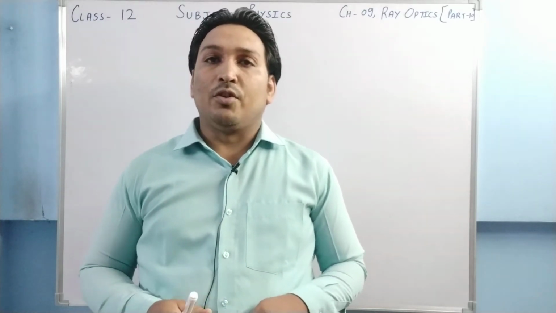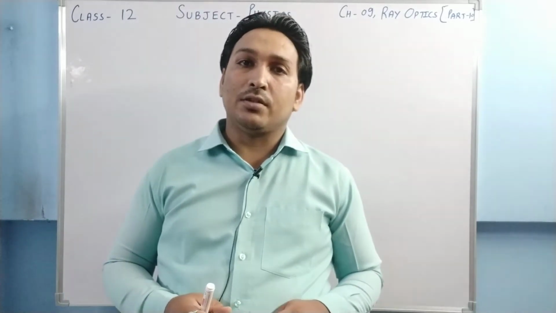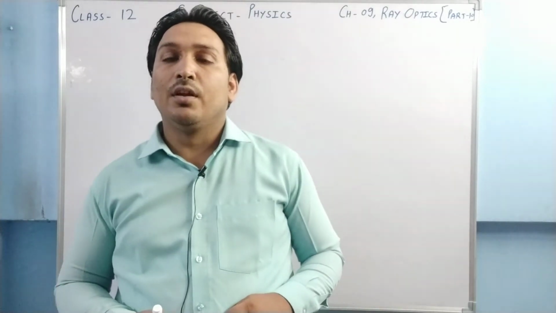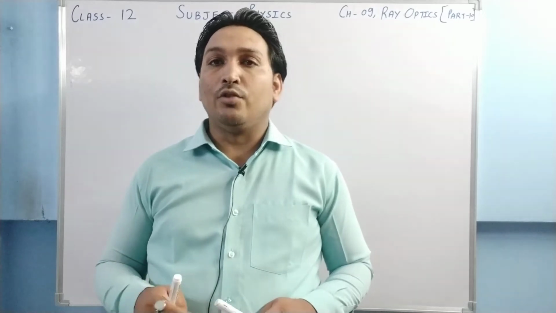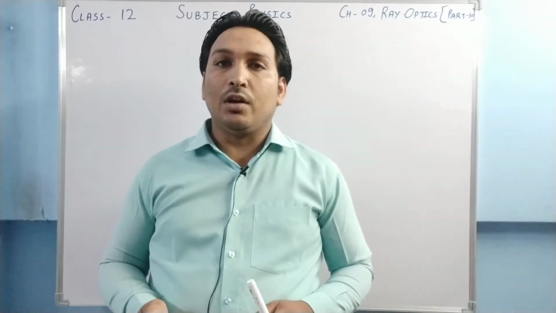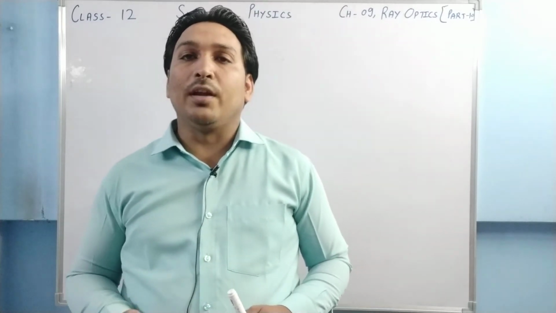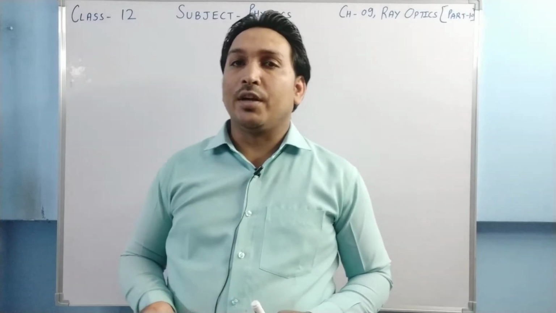We are doing chapter number 9, ray optics. Till now we have done 9 parts. Today it is going to be the 10th part, and today we are going to learn how to apply lens maker's formula. In the last video lecture we have proved the lens maker formula. Today we are going to understand how to apply the lens maker formula to various kinds of lenses.